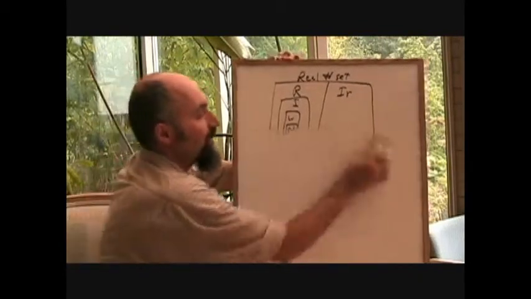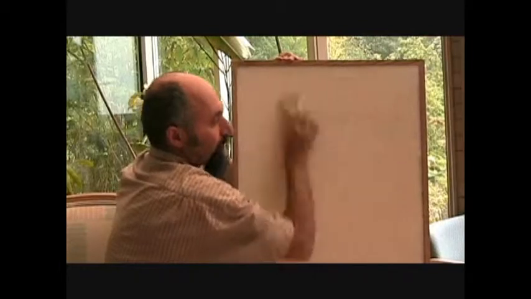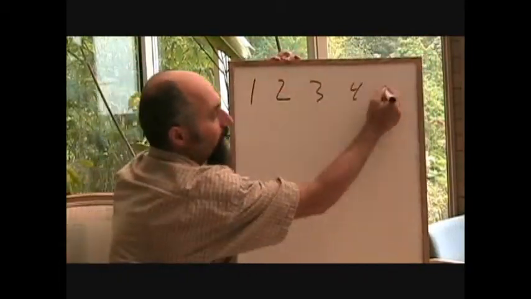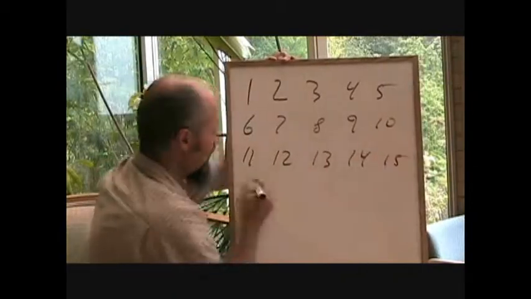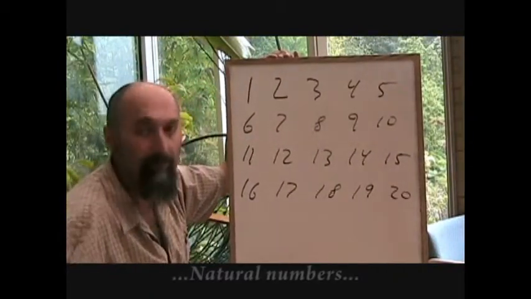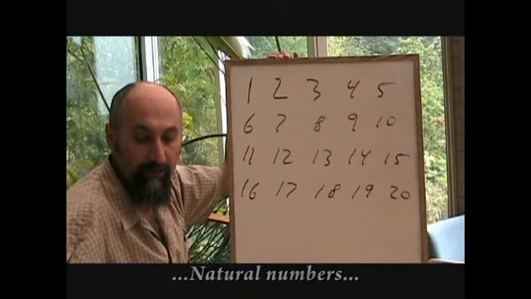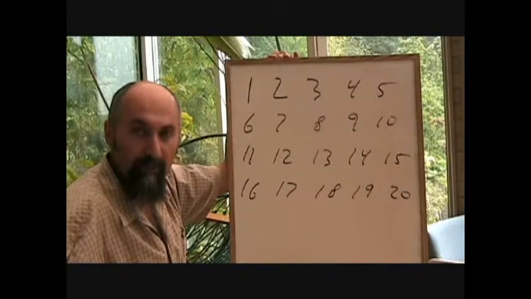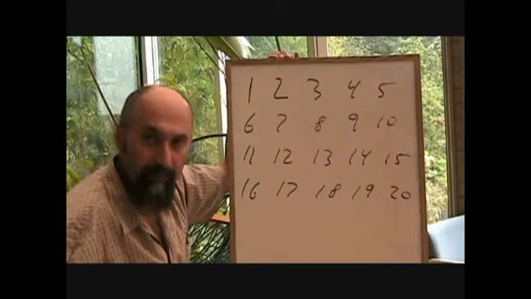So let's take a look at the first 20 numbers, okay, from 1 to 20. We got 1, 2, 3, 4, 5, 6, up to 18, 19, 20. Now, if you ask most people, how many numbers are there between 1 and 20? They'll tell you, oh, there's 20 numbers. But there really isn't 20 numbers. Between 1 and 20, there's only 9 numbers, okay?